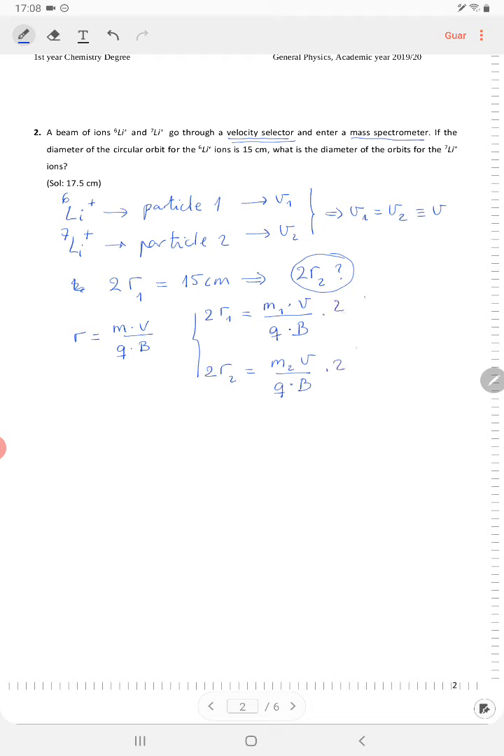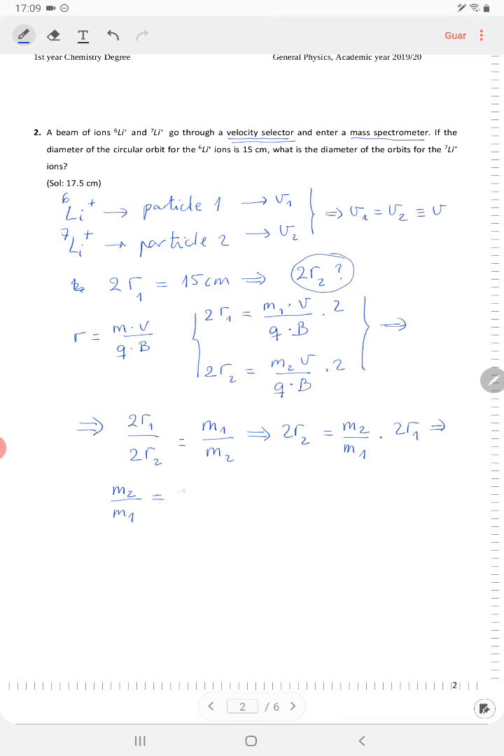If you divide these two expressions, you get that twice the first radius divided by twice the second radius is going to be equal, as all the rest are the same, to the ratio between both masses. So the diameter of the second one is going to be the mass of the second one divided by the mass of the first one, the ratio of masses, times the diameter of the first. What is the ratio between masses for these two ions?